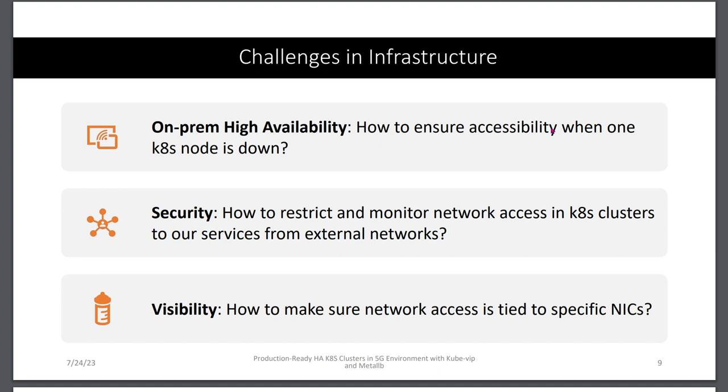Okay, so what are the challenges here? The first one, which I've been mentioning a lot, is on-prem high availability: how to ensure accessibility when one Kubernetes node is down. And the second is security: how to restrict and monitor network access in Kubernetes clusters to our services from external networks.